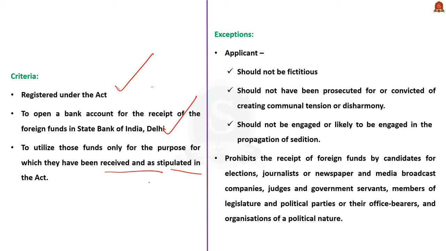Apart from this, there are some exceptions. Under the Act, the applicant should not be fictitious and should not have been prosecuted or convicted for indulging in activities aimed at conversion through inducement or force, either directly or indirectly, from one religious faith to another. The applicant should also not have been prosecuted for or convicted of creating communal tension or disharmony. Also, they should not be engaged or likely to be engaged in the propagation of sedition.